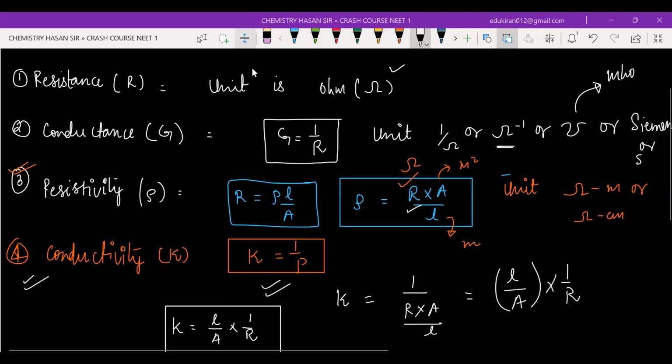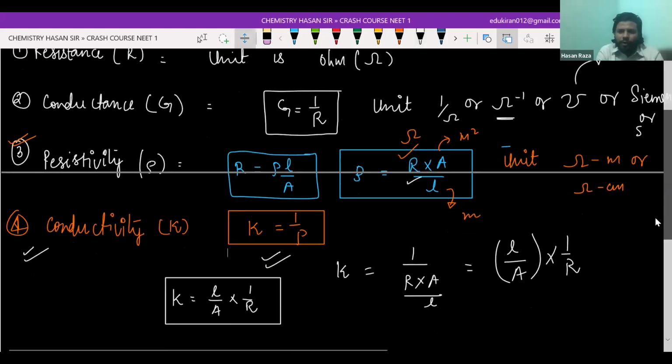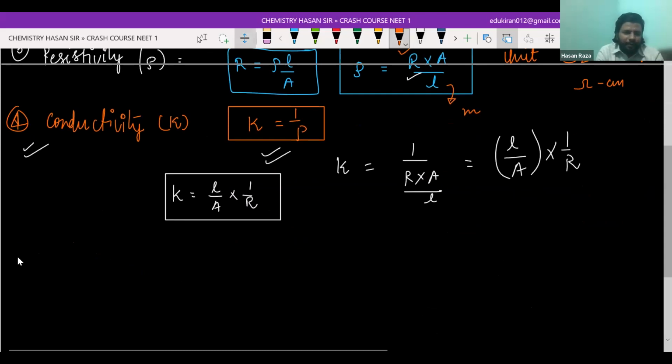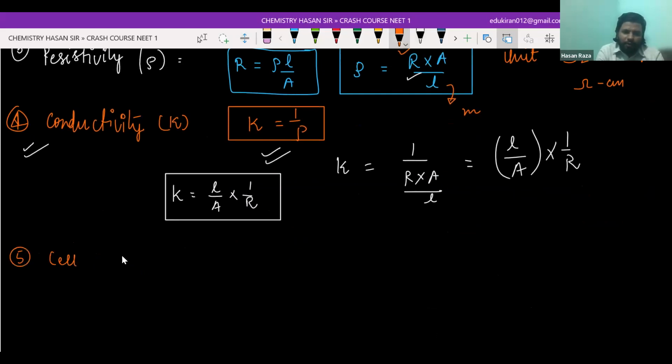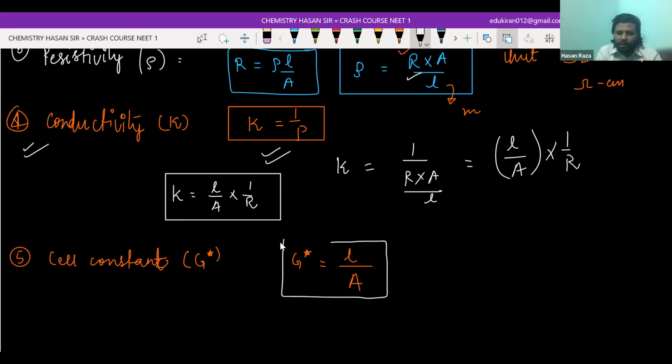Yes, sir. Okay. Now there is another term which is very important, and that is your cell constant. The fifth term, that is your cell constant. Cell constant is denoted by G star. And this G star, the cell constant, is the length of the conductor per unit area of cross section of the conductor. So if you divide the length of the conductor by the area of cross section of the conductor, you will get the cell constant.